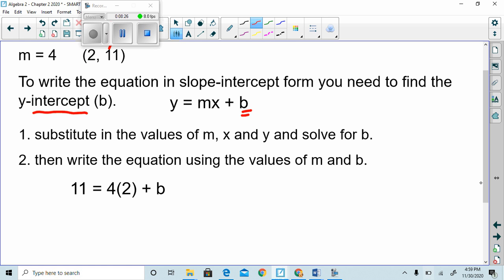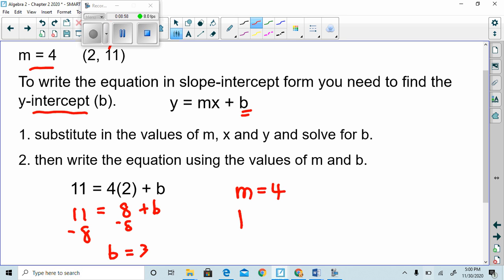And I started it here for us. Y was 11, m was 4, all this information was given, x was 2. So now we'll solve for b. And when we do that, we'll just be doing what we know how to do, inverse operations. We'll go ahead and subtract 8 on both sides, and I'll get b is equal to 3. So if I know my slope is 4, and I know that my y-intercept b is 3, I now have my equation, y is equal to 4x plus 3.